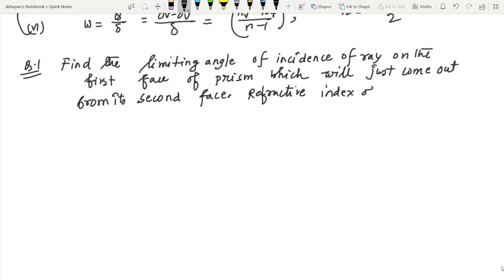And the second question: one phase of a prism of refractive index 1.5, angle 75, is covered with a liquid of refractive index 3 root 2 by 4.